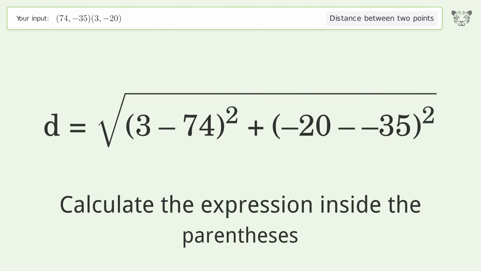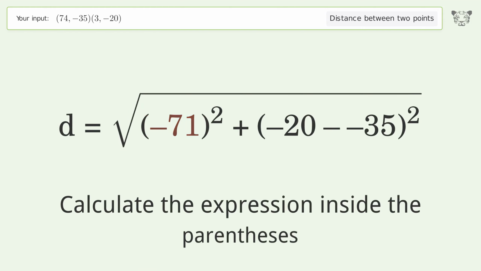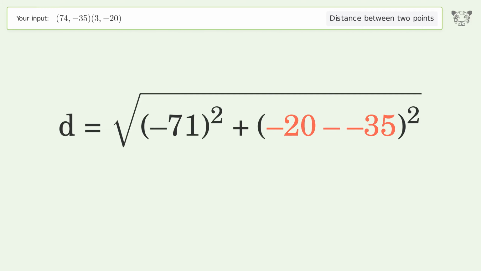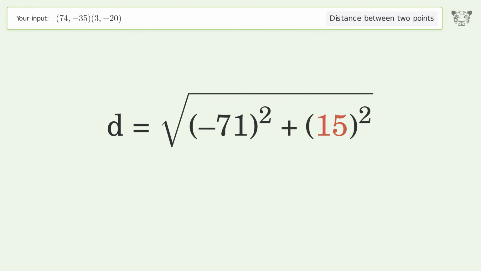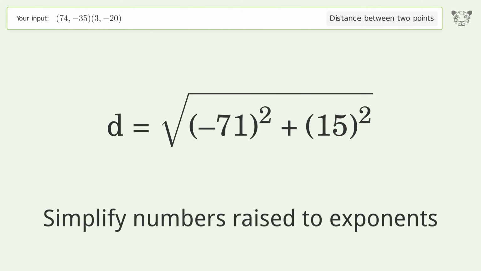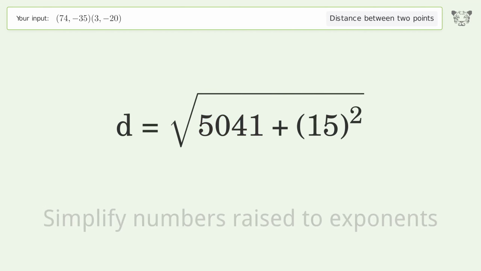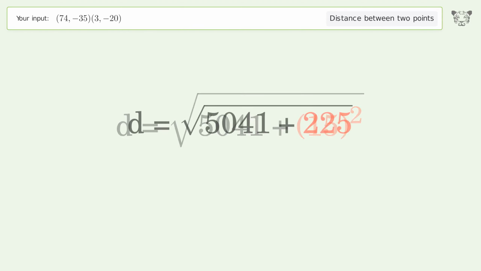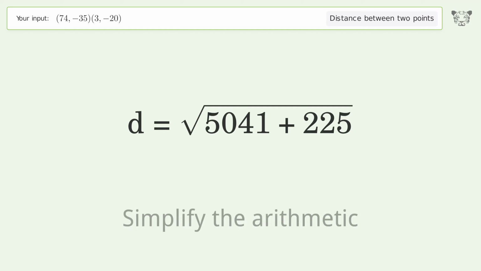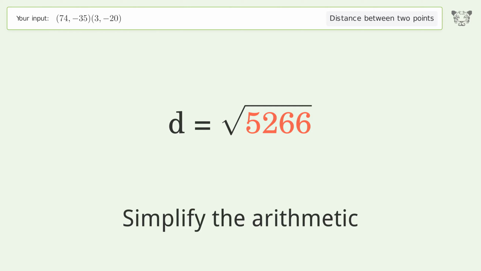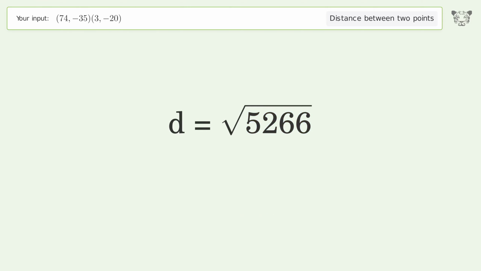Calculate the expression inside the parentheses. Simplify numbers raised to exponents. Simplify the arithmetic. And so the distance between the 2 points is the square root of 5,266, or 72.567.